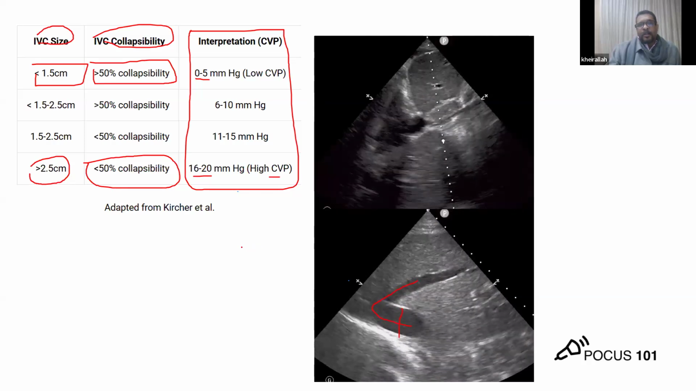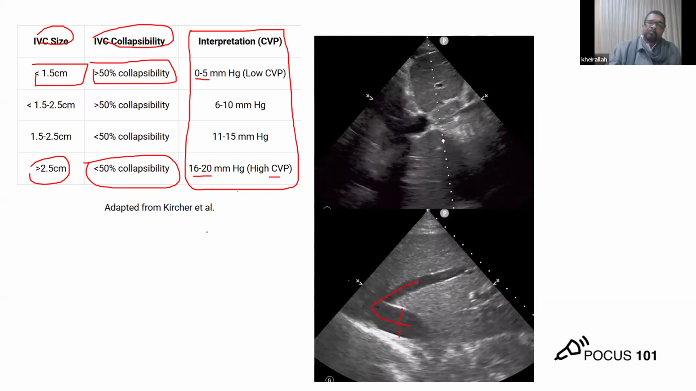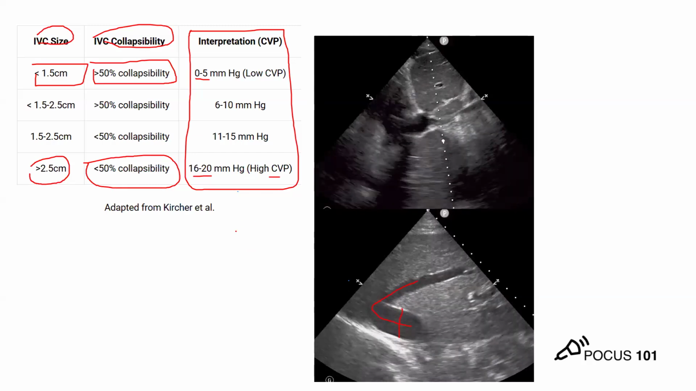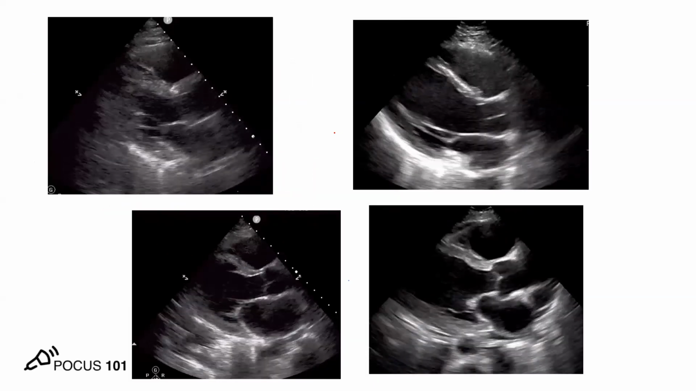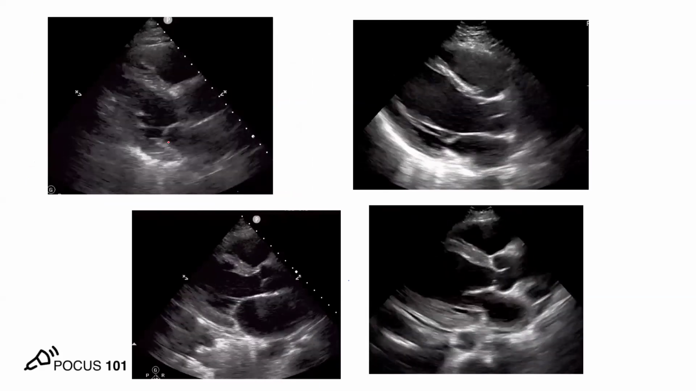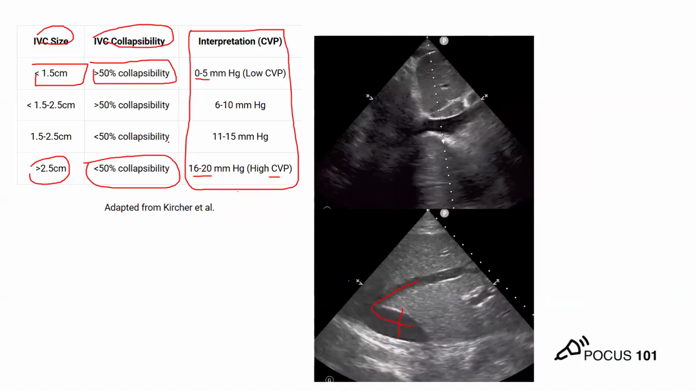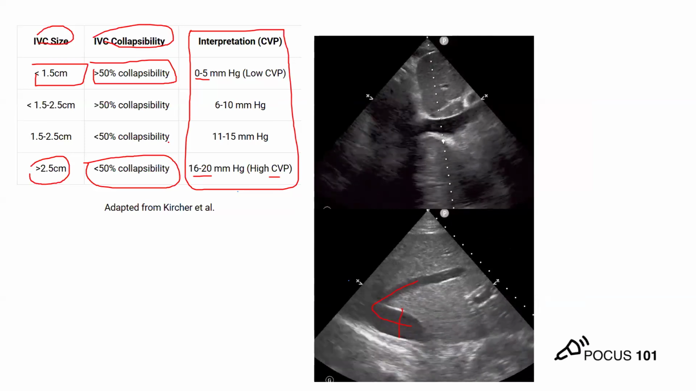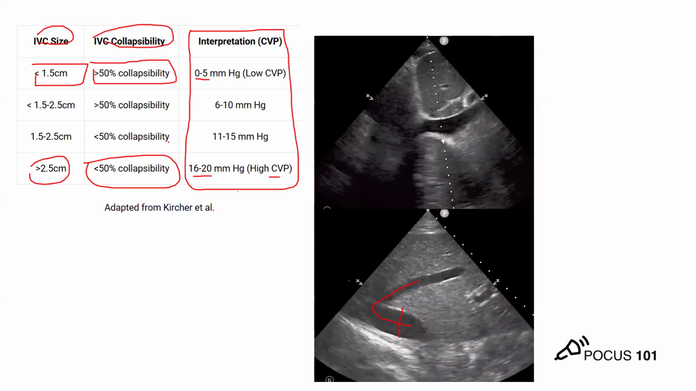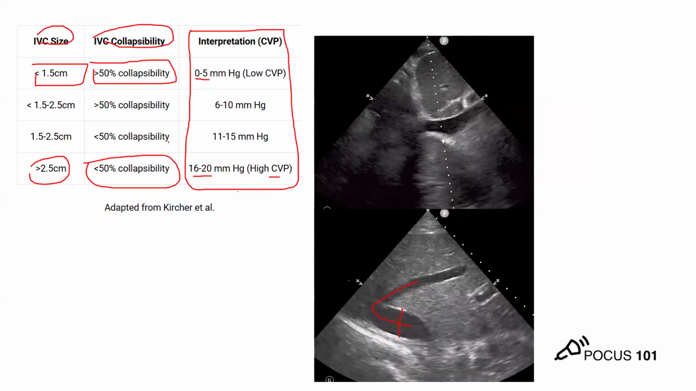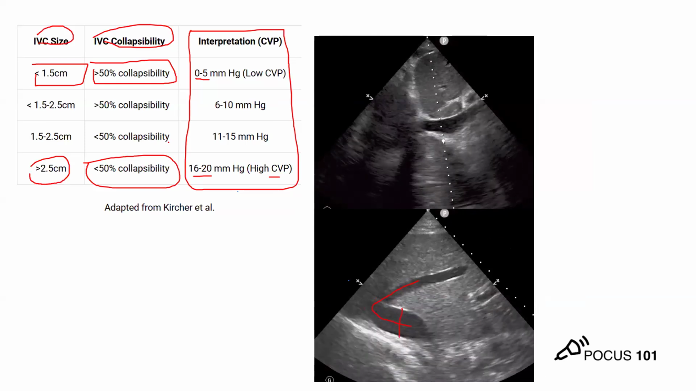So far, so good, Shabab? Yes, very nice. Boss Hatim, if you allow me just one question. I have some confusion regarding the IVC collapsibility and size. For example, if it is dilated and not compressible, what do you mean?